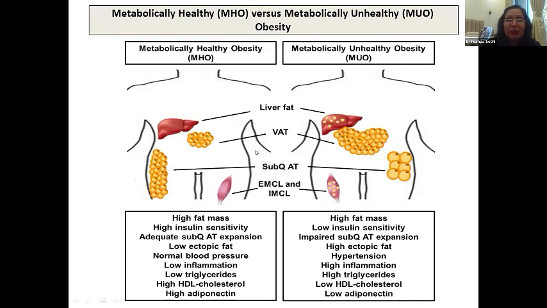So here you have two people who have the same BMI, but here the liver is healthy. Here the liver has a lot of fat deposition. Here the visceral organs have fat cells which are having hyperplasia. Here you have a whole lot of cells which are hypertrophic. Here subcutaneous fat cells are more in number, hyperplasia. Here they are hypertrophic. Here the muscle is having sarcopenic obesity. Here the muscle is clear. So this person will be having low insulin sensitivity, high ectopic fat, hypertension, and all the signs of metabolic syndrome, whereas this person will be metabolically healthy.